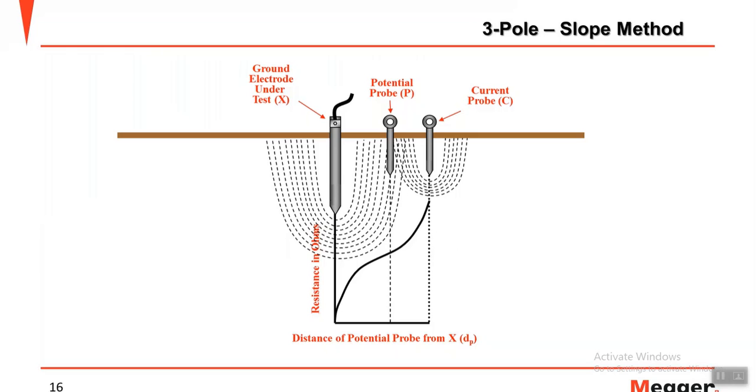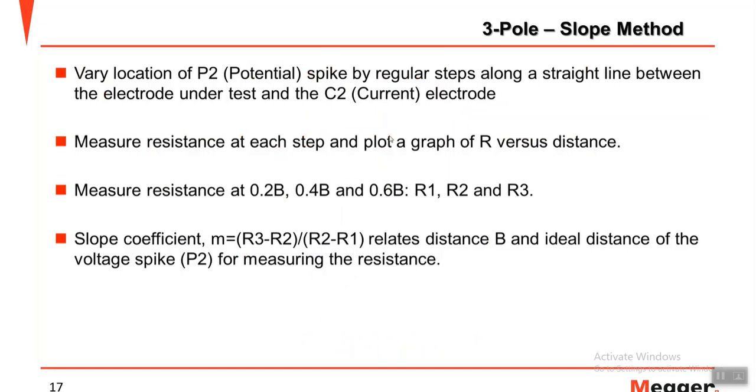We just want to make sure we don't put our potential probe in the interference area. So we need to define the correct position of the potential probe. This is how we do this method. To apply this technique, you need to follow this procedure.